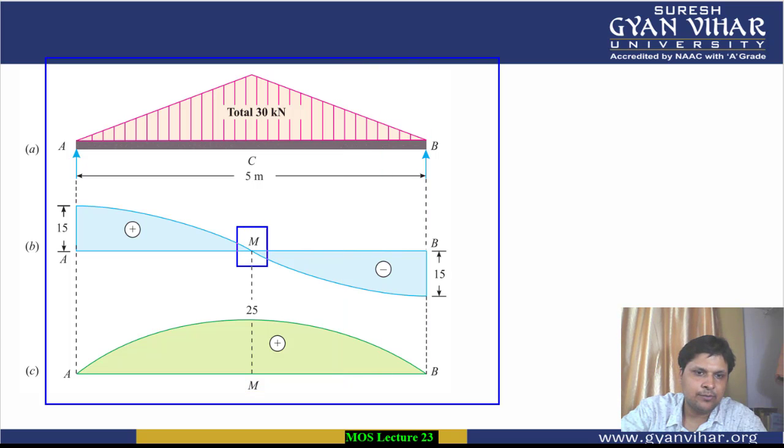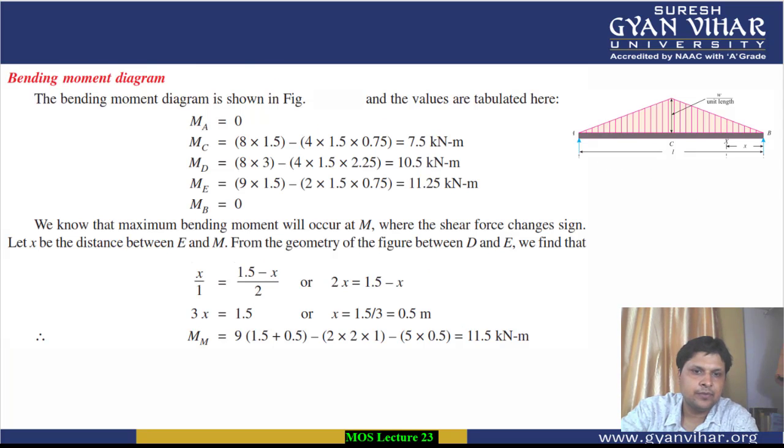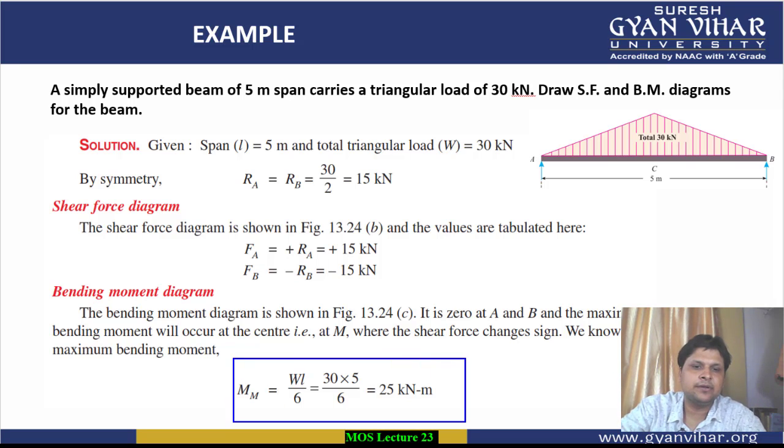You can see the bending moment at this point, where the shear force value is 0, and you are finding the maximum value of bending moment at this point. I hope it is now understood how we have calculated the maximum bending moment. We have calculated it by WL by 6. This has given us the value of the maximum bending moment at point C.